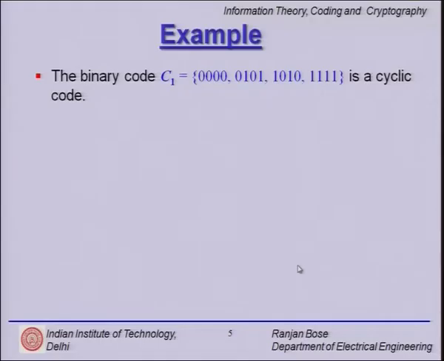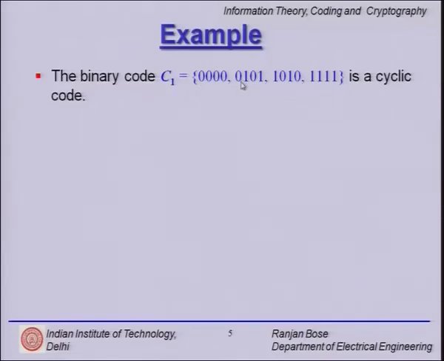So, let us look at a quick example. Let us look at a binary code. There are 4 code words in this code: 0000, 0101, 1010 and 1111. The first step is to verify whether it is a linear block code, and then we will look at the cyclic shifts. So, if you see, the all 0 code word is contained, and the sum of any 2 code words gives a valid code word, and therefore, we can say definitely this is a linear block code.